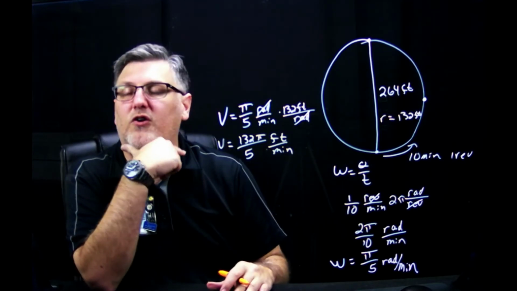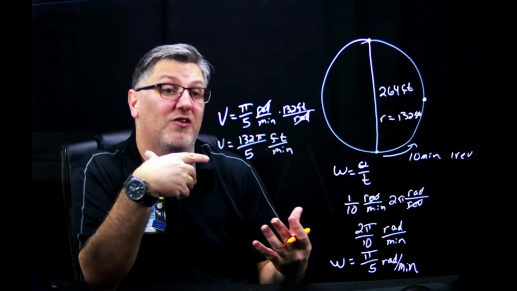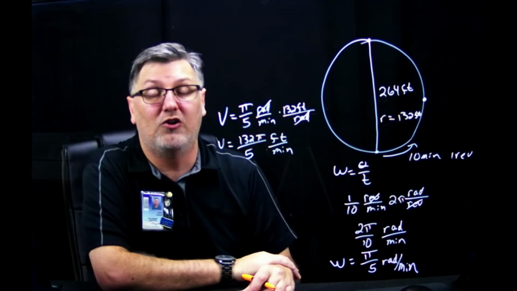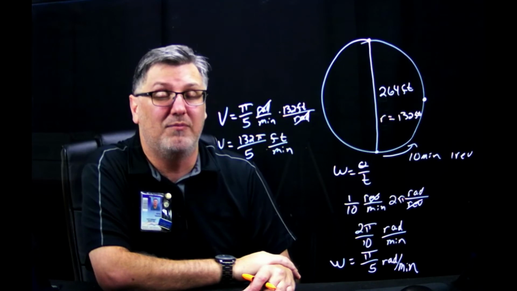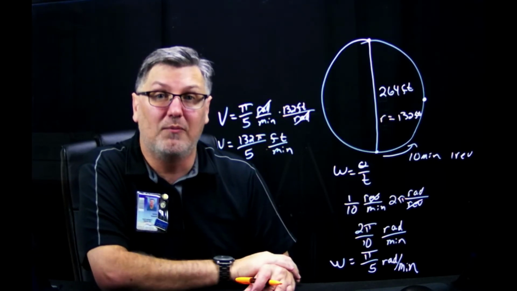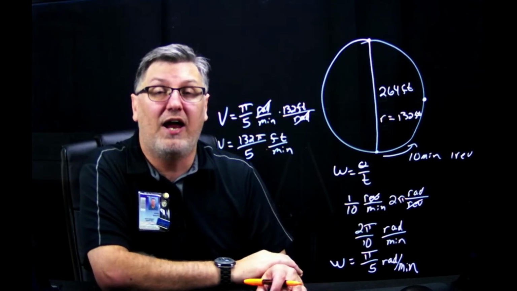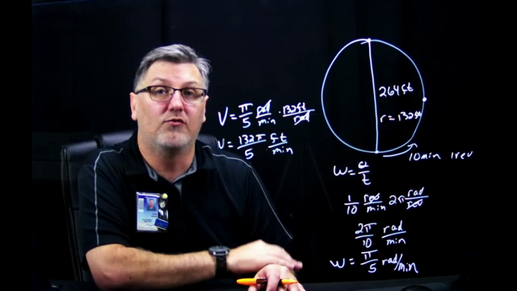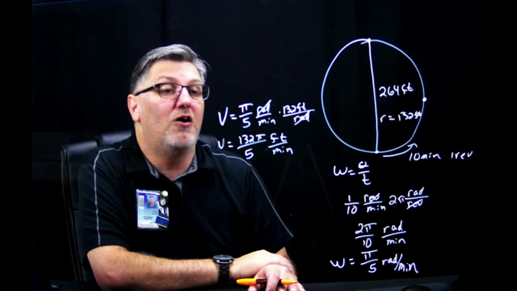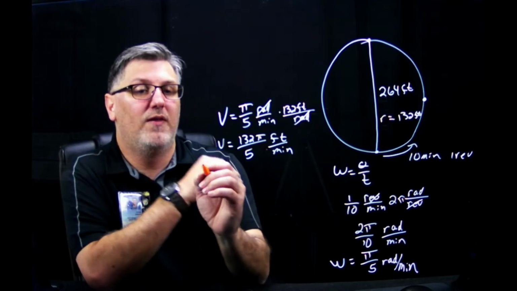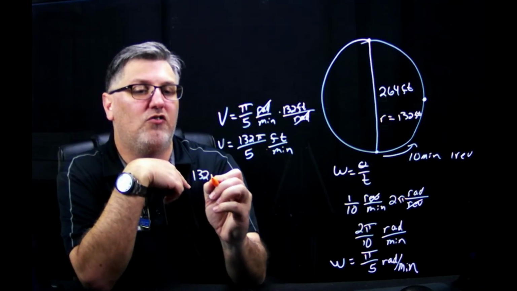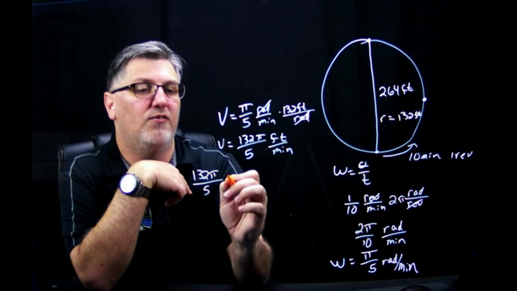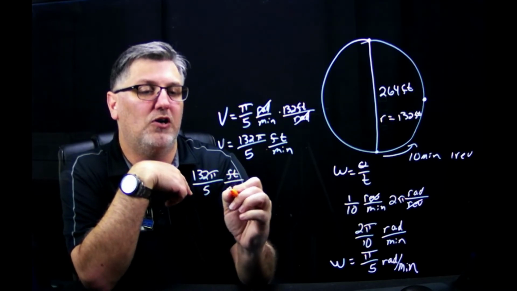Now I just want to convert this into something that actually makes sense. Because if you tell me it's 132 pi over 5 feet per minute, that means nothing to me. But if you told me something in miles per hour, I have a good gauge on how fast that's actually going. Because of how often we drive, we think everything in terms of miles per hour. All right, so let's convert this to miles per hour. We have 132 pi over 5 feet per minute.